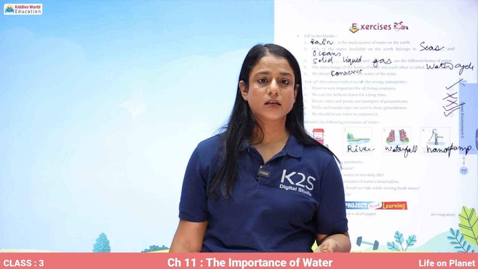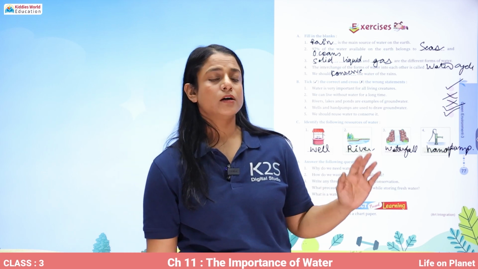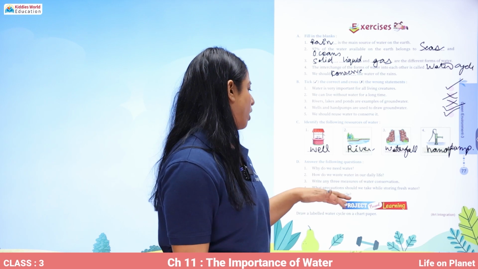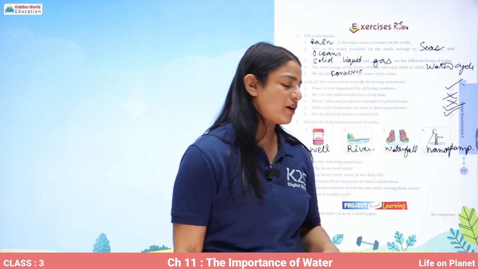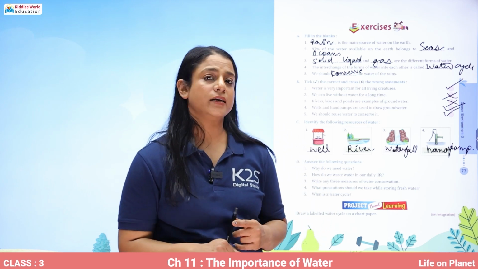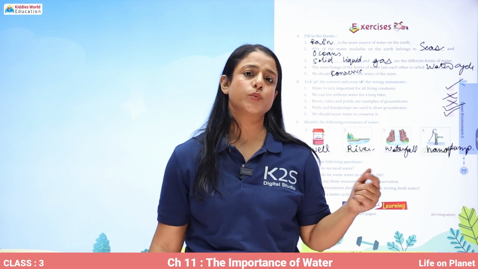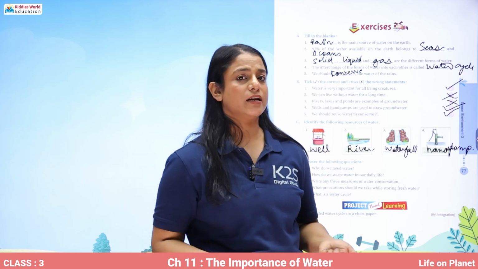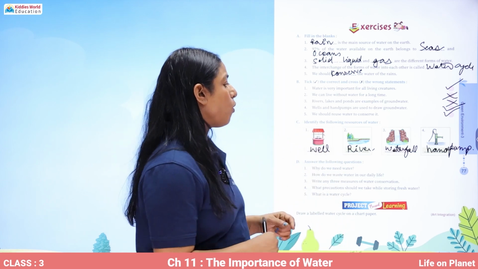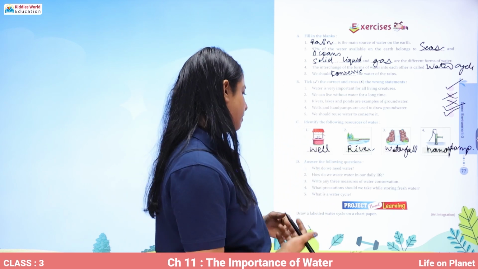Write any three measures of water conservation. We can collect the rainwater, reuse the water, and save the water. What precautions should we take while storing fresh water? It should be stored in a clean covered container, and anything by which we are drawing the water, that container should also be clean. What is water cycle? Changing of water from one form to another is called water cycle.